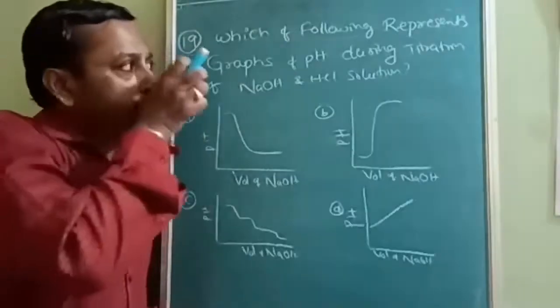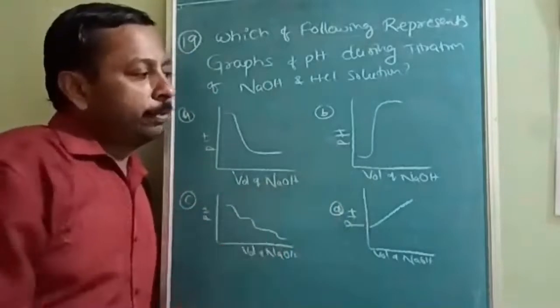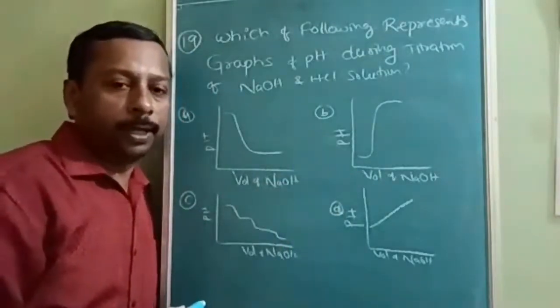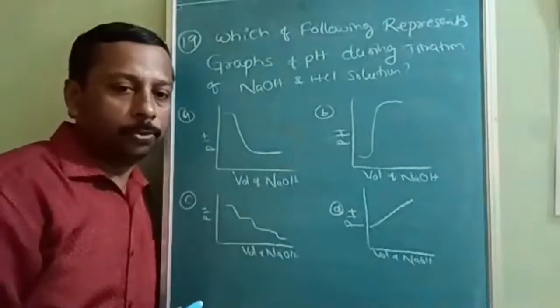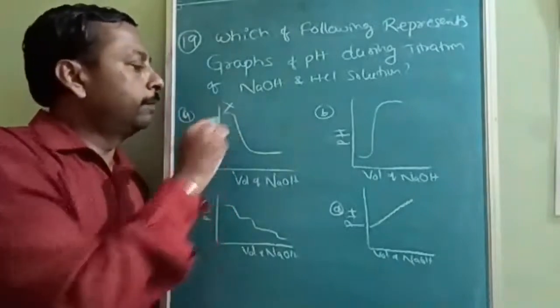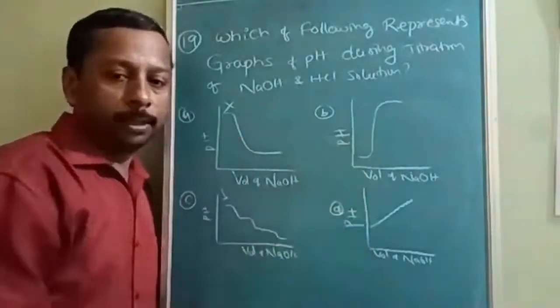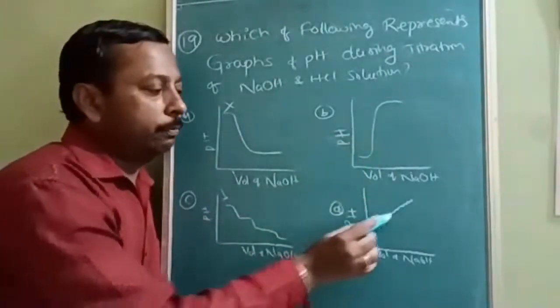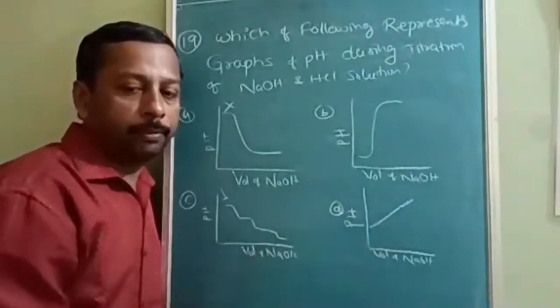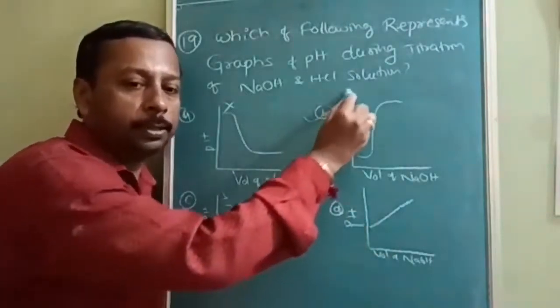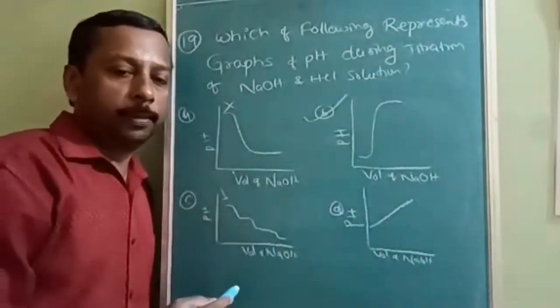Here the volume of NaOH is 0. That means we have acid. Once we have acid, pH should start from low. Here it is starting from high, so either of these can be eliminated. Understood? But it will not be a linear graph. It will be curvilinear. Therefore, what is the answer? The answer will be B.